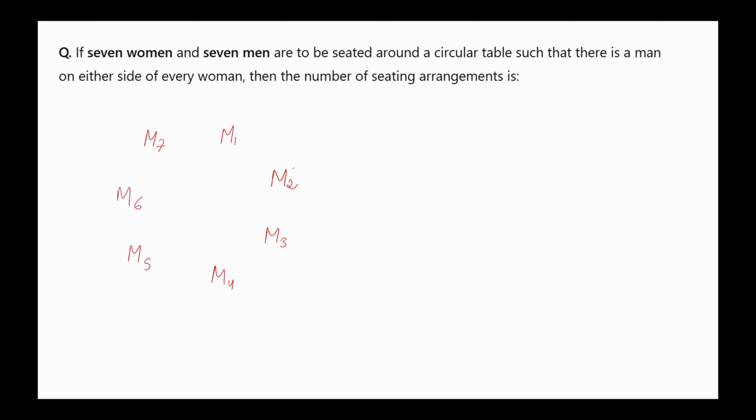Now these men are not together. That means there is a woman in between as well. So there is a woman here, here, here, here, here, here and here. Here we have W1, W2, W3, W4, W5, W6 and W7. And of course all these women are different. Now how are we going to first of all arrange our men? Since our men are arranged in a circular order, it would become 7 minus 1 factorial. This is our arrangement for men.